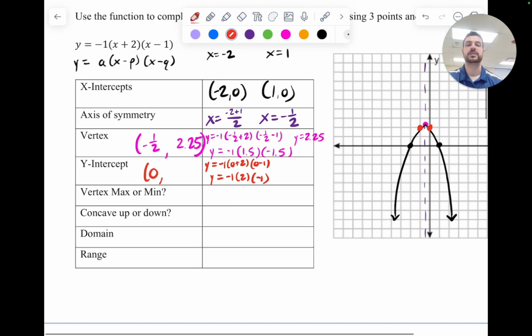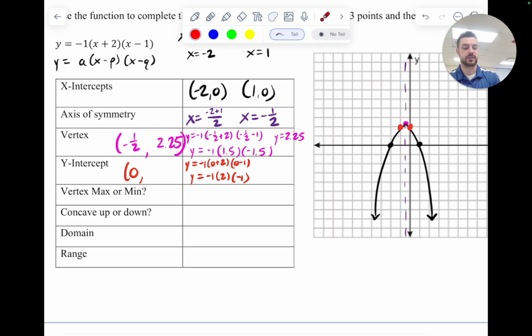Is our vertex a maximum or a minimum? As we can see, it is the highest value. So there's going to be a maximum, and again, it's the value of our function. So the max value is going to be the y value, which is 2.25.